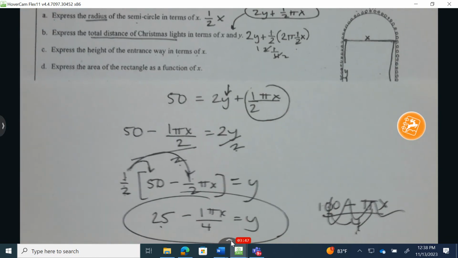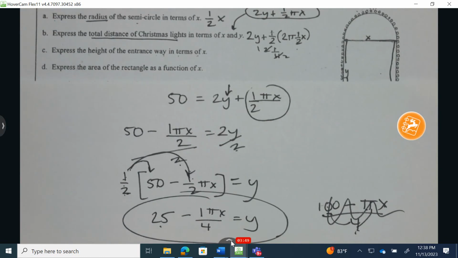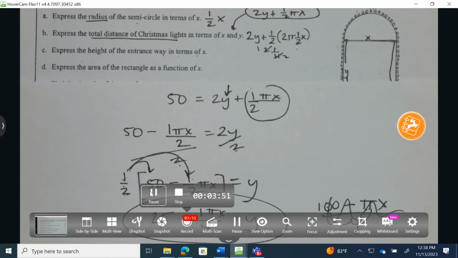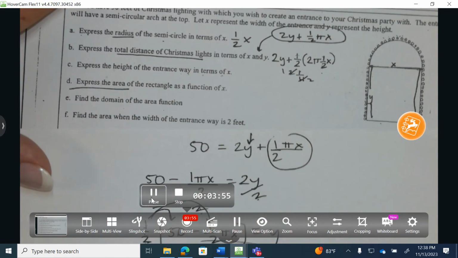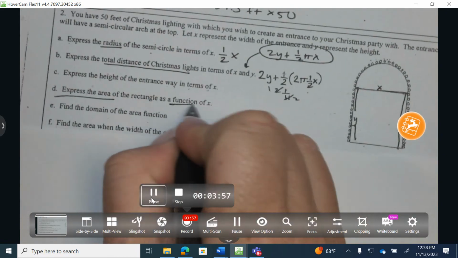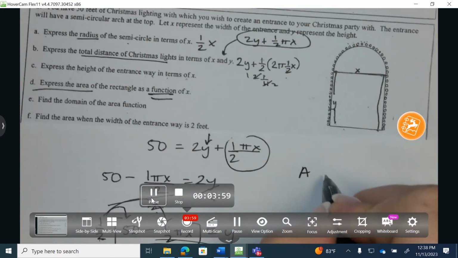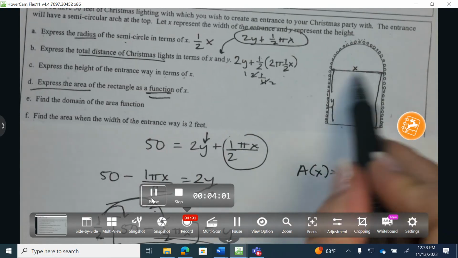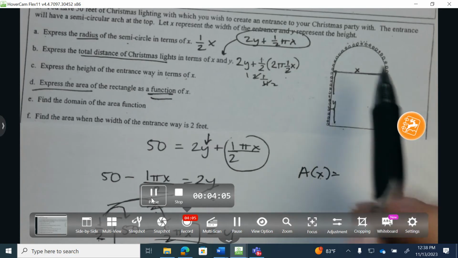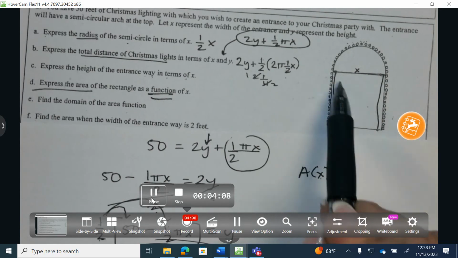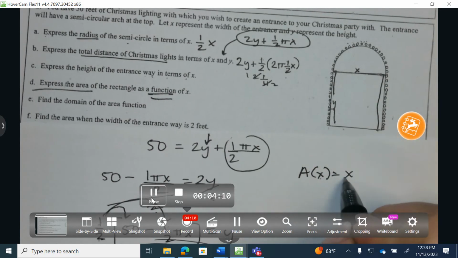Express the area of the rectangle as a function of X. I actually want to leave this up here too. So we want to express the area. As a function, that's the key, as a function. Now we want to do the area of this rectangle, and we want only the variable X. So we're going to do length times width. We can tell that the width is X.